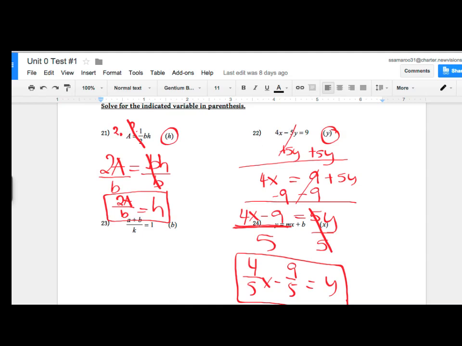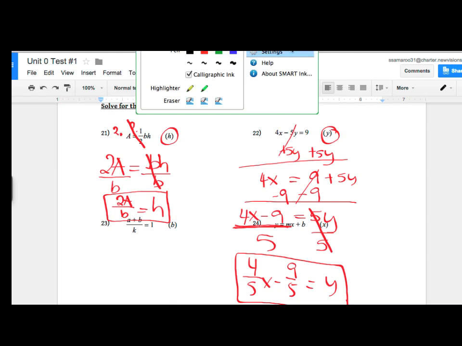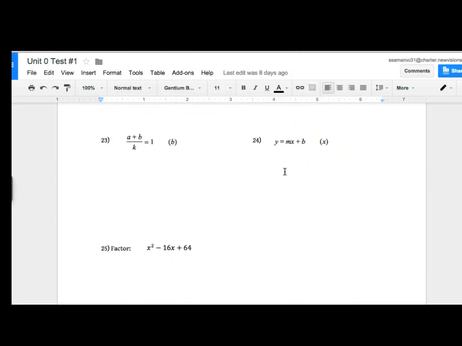So we have 2 more questions to go. I'm going to clear that off. And Miss Ewan's going to take 23, 24, and 25.